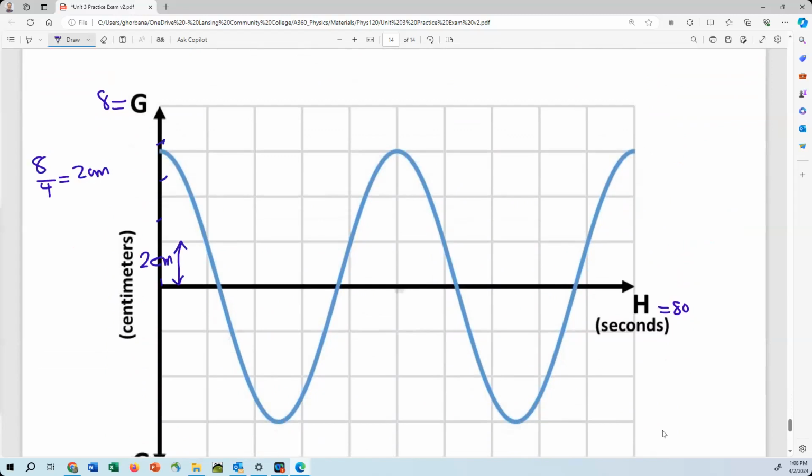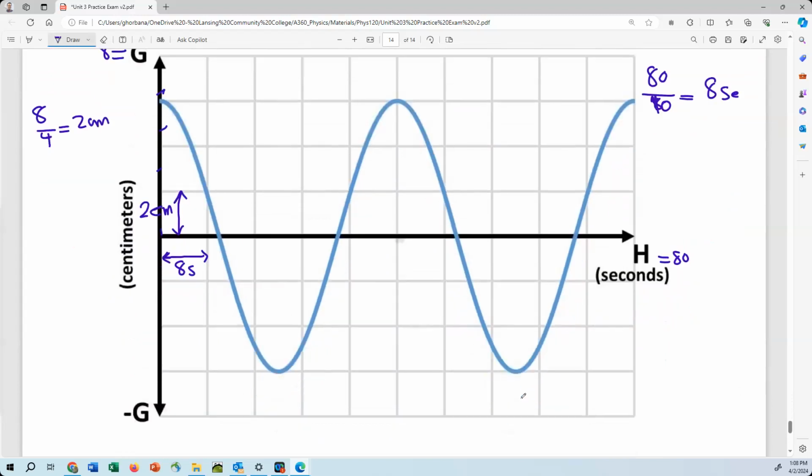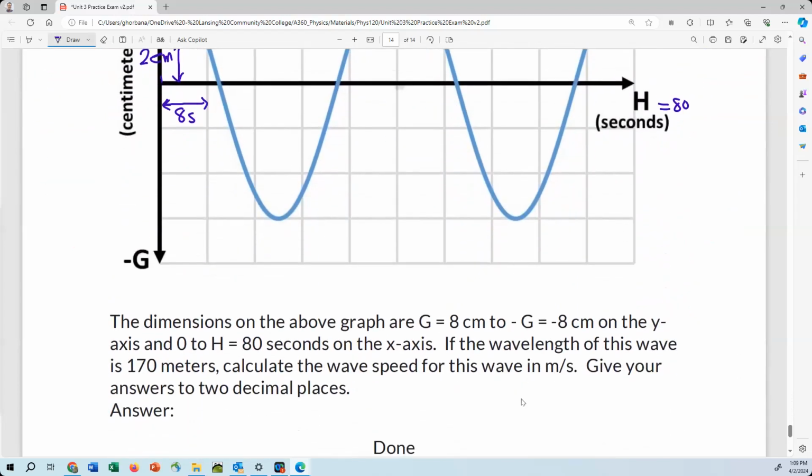And H is 80. So I think we have 10 units: 1, 2, 3, 4, 5, 6, 7, 8, 9, 10. 80 divided by 10 is 8 seconds. So each one of these represents 8 seconds.